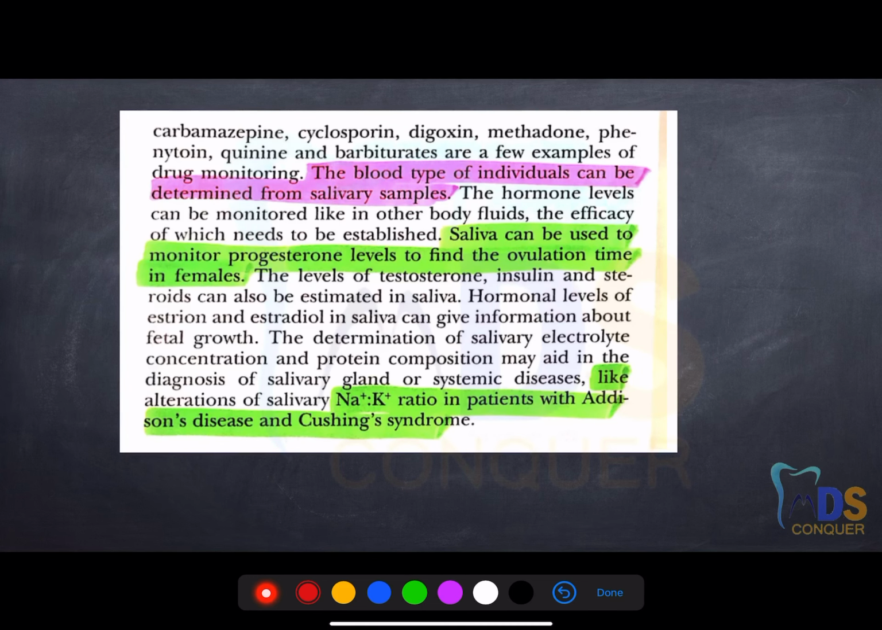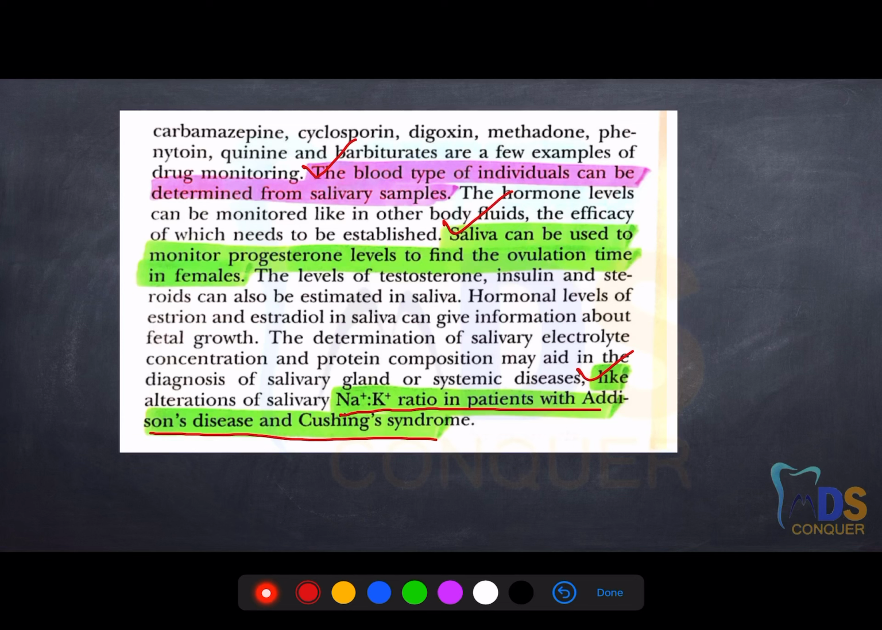And next, you can identify the blood group of an individual by taking the salivary samples. That's an important point to be added. And you can monitor the progesterone levels to find the ovulation time in females. And of course, you can find the Na and K plus ratio in the saliva that helps in diagnosing diseases like Addison's disease and Cushing's disease. Do make a note of this.